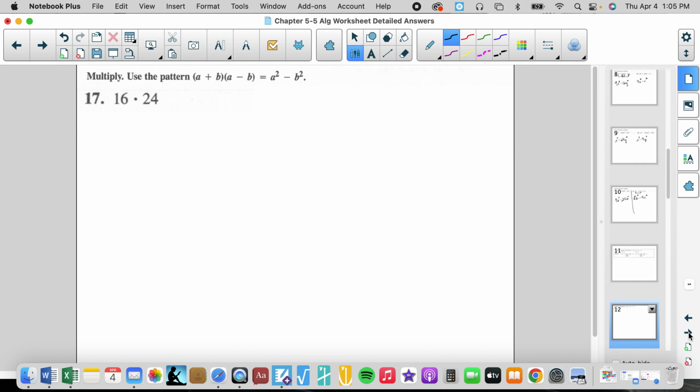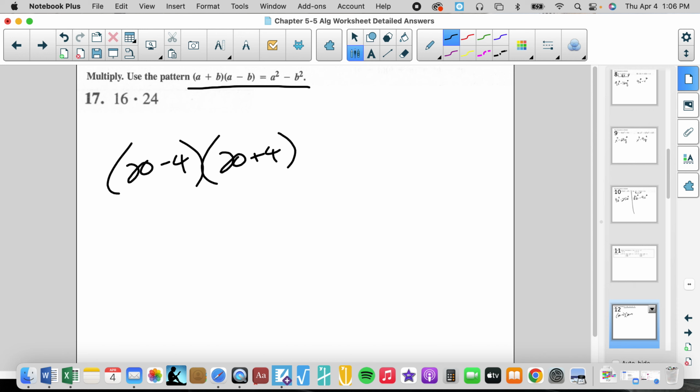Now I like this. This kind of shows how we can utilize this in real world math. So instead of trying to think about what 16 times 24 is, can I create conjugates? Can I do 20 minus 4 and 20 plus 4? 20 minus 4 is 16, 20 plus 4 is 24. And why is this easier? Well, because these are conjugates. Notice these are conjugates.